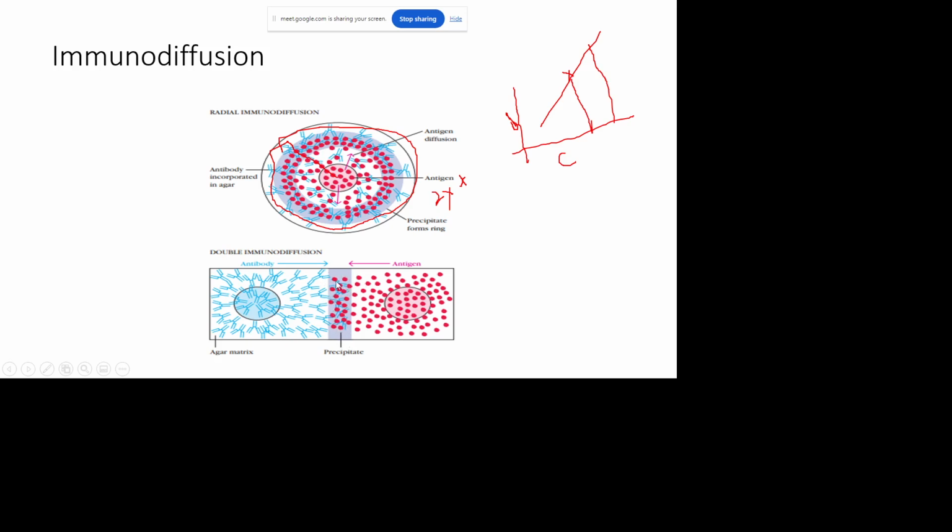Because it is able to give cross linking, which gives insoluble precipitation. So in this agar matrix, the position where you get this precipitation line is the region where your antibody and antigen concentrations are equal. So you can use this technique to measure the concentration of antibody or antigen both, right? So this was immunodiffusion.